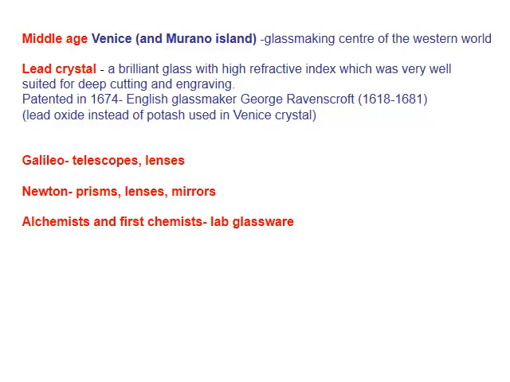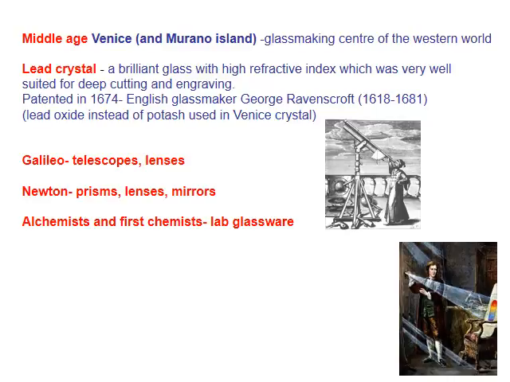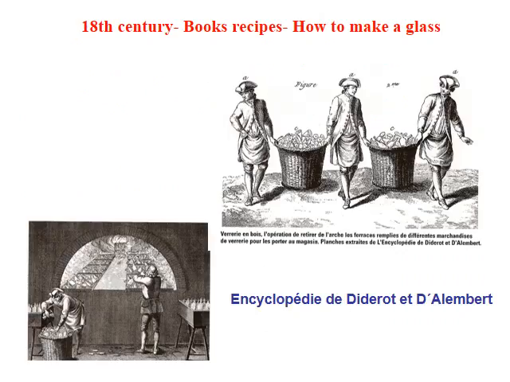After that, we have some glass makers you probably have heard about. The telescope and lenses developed by Galileo, the mirrors, lenses, and prisms developed by Newton, and all the lab glassware developed by the alchemists. These are some more images from the encyclopedia. To understand the caption, you will need to practice your French.